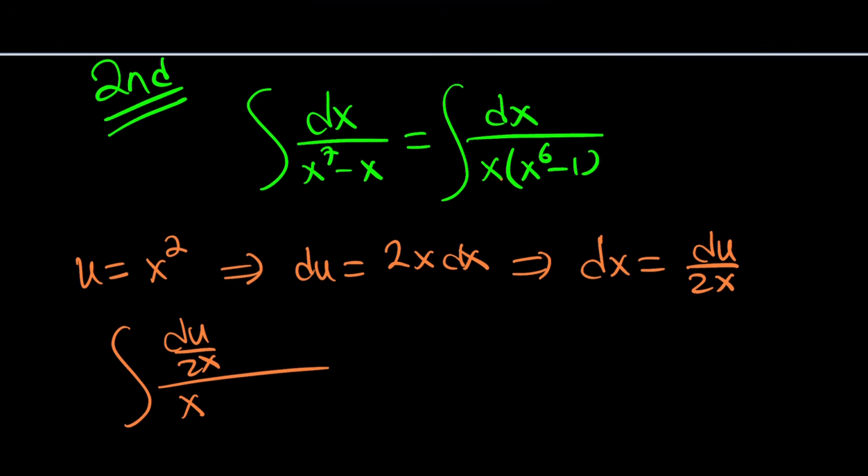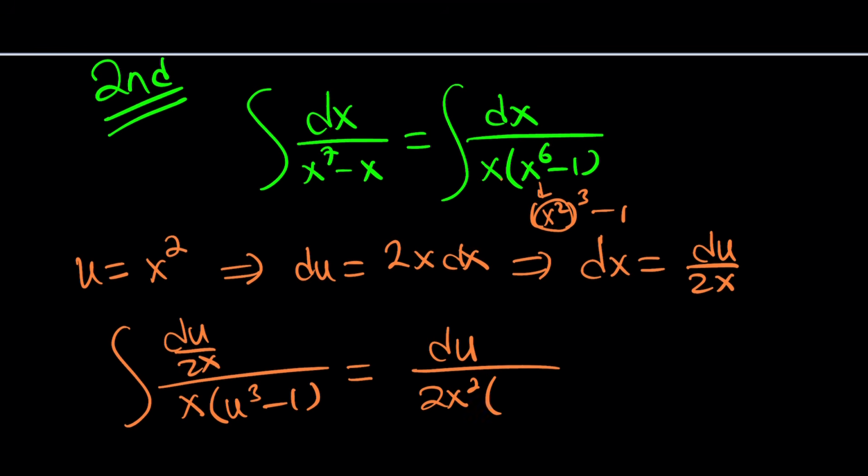And x to the 6th power minus 1 can be written as x squared to the 3rd minus 1. And since we call this u, it's going to be written as u cubed minus 1. Go ahead and turn this upside down and multiply. That's going to give us du divided by 2x squared multiplied by u cubed minus 1. And notice that x squared is equal to u, so we can now replace this with u.